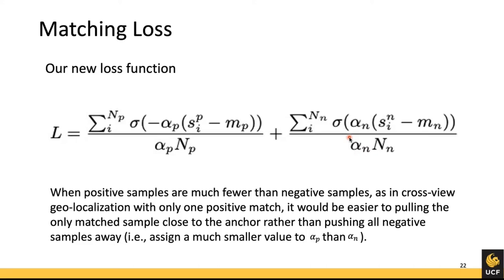At the same time, in cross-view geolocalization, we only have one positive match for a query, which has the same GPS location. Other images have different GPS locations and are considered negative samples, so we have a lot of negative samples. It is much easier to pull the only matched sample close rather than push all the negative samples away. This can be achieved by assigning a much smaller value to alpha p than alpha n. I'm not going to dive into the rationale behind this, but we have a detailed analysis in the paper, so you can refer to that.